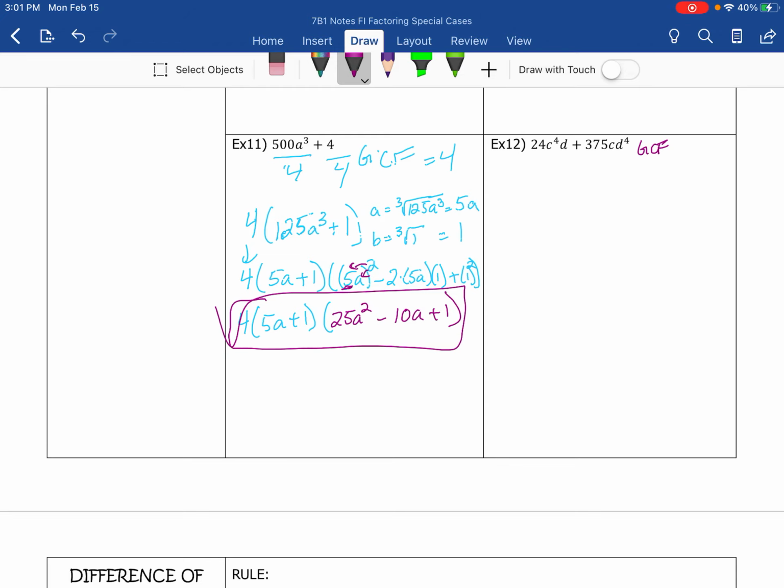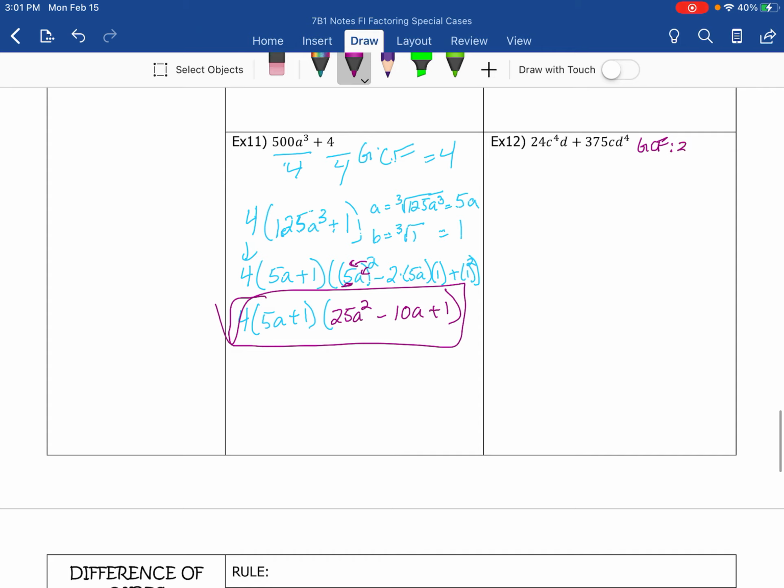Last one here, I do have a GCF. The greatest common factor of 24 and 375 is 3. They also both have a C, 1C, and 1D. That's the greatest number that they have in common. So I divide out by a 3, a C, and a D here, a 3, a C, and a D here. So I end up with 3CD times 8c to the third plus, 3 goes into 375, that's going to be 125.